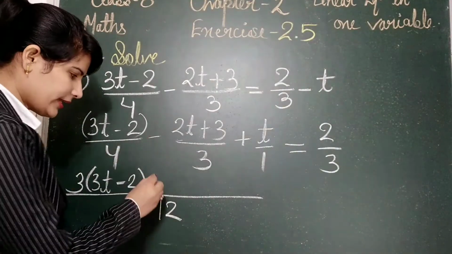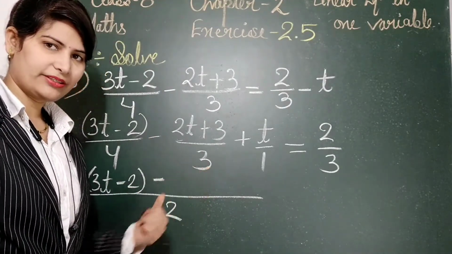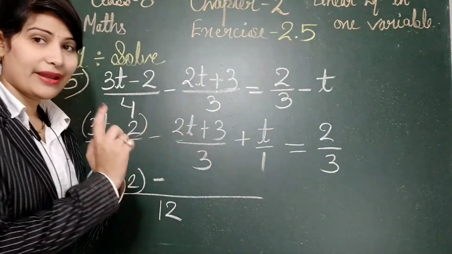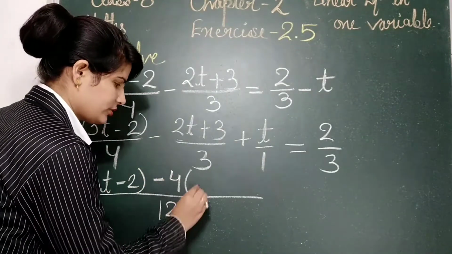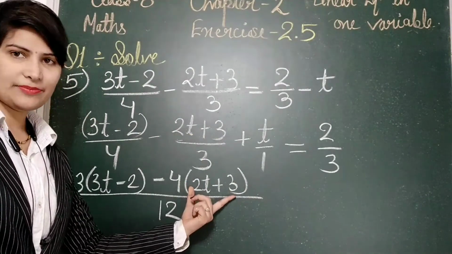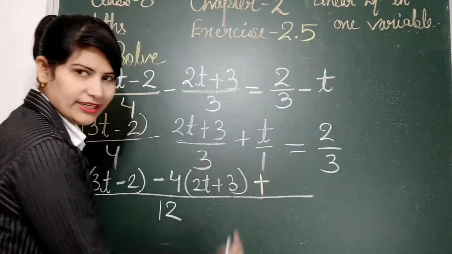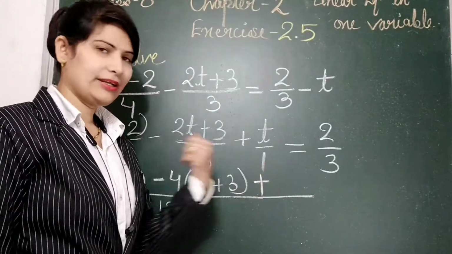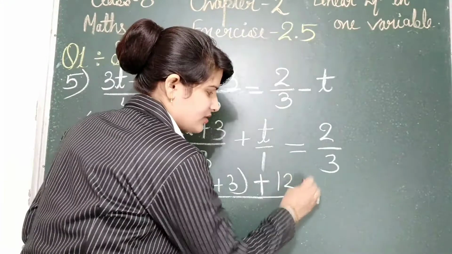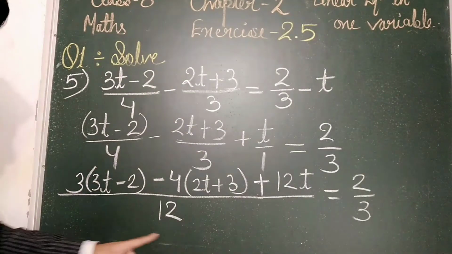Now again here is a minus sign. This minus as it is. Now check the denominator term 3. 12 divided by 3, you will get 4. And 4 multiplies the complete numerator, 2t plus 3, like this. 4 will multiply all of these. Now here plus as it is. Now 1: check the denominator. 12 divided by 1 you get 12, and 12 multiplied by t you get 12t, and 2 by 3 as it is, equal sign.